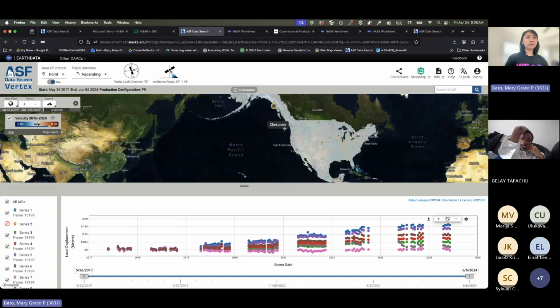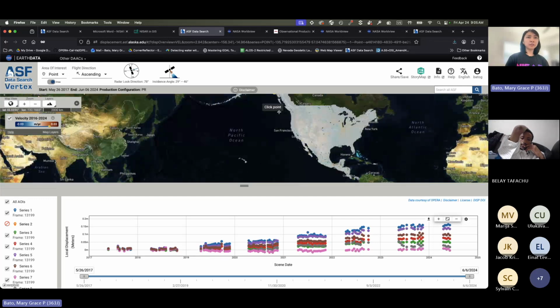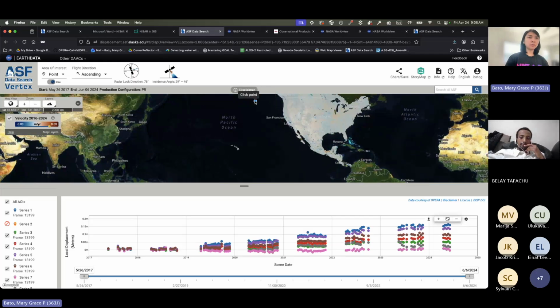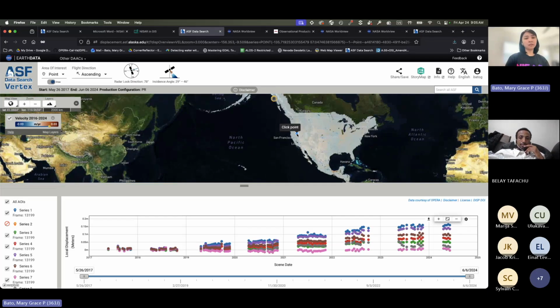And of course, we have North America coverage here. As you can see, it's up to here in Panama, and you can just explore and dive into this platform. It's displacement.asf.alaska.edu, where we have this visualization platform.